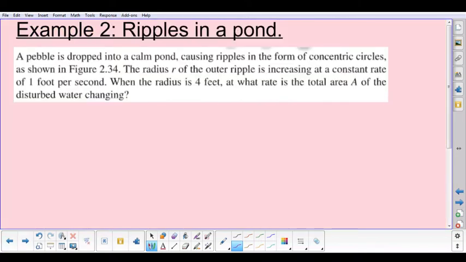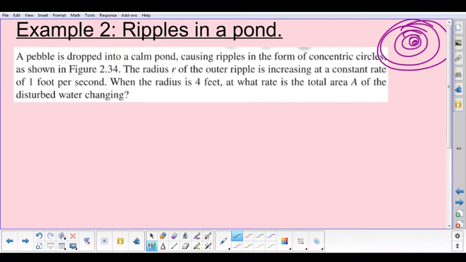Let's take an example from the book, Ripples in a Pond. A pebble is dropped in a calm pond, and it causes ripples that form concentric circles, like circles going out like this. You've seen this before if you've dropped something in a pond. And when you're doing circles, as shown, the radius of the outer ripple is increasing at a constant rate of 1 foot per second.